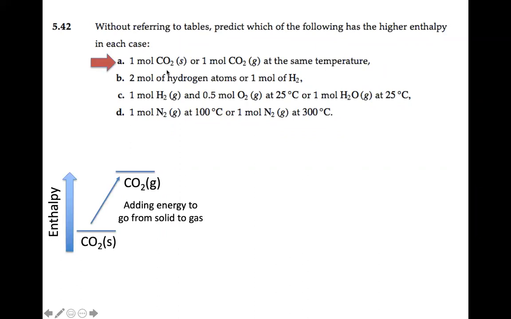So this first example, they're comparing CO2 solid and CO2 gas at the same temperature, 1 mole of each. I think it takes energy to go from the solid to the gas. I have to add energy to go from the solid to the gas. I'm adding energy. The gas is at a higher enthalpy. So for a phase change, I don't need any additional information. I know that a solid has a lower enthalpy than a liquid. And I know a liquid has a lower enthalpy than a gas because I have to add heat to go from one to the next to the next. So in this case, I don't need any additional data to answer it.